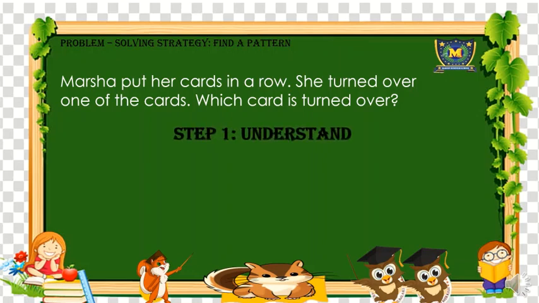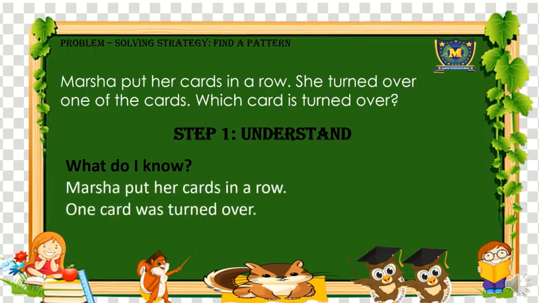Now, step 1, understand. So, atong sabton. Now, what do I know? Based on the problem we have, what do I know? Sa atong nahibawan, what are the necessary details or information in the statement? We already know that Marcia put her cards in a row. Gibutang ni Marcia ang iyang cards, iyang gilinya. Then, one card was turned over. So, katong cards nga iyang gibutang, isa daw dato is nakabaligtad or bali.